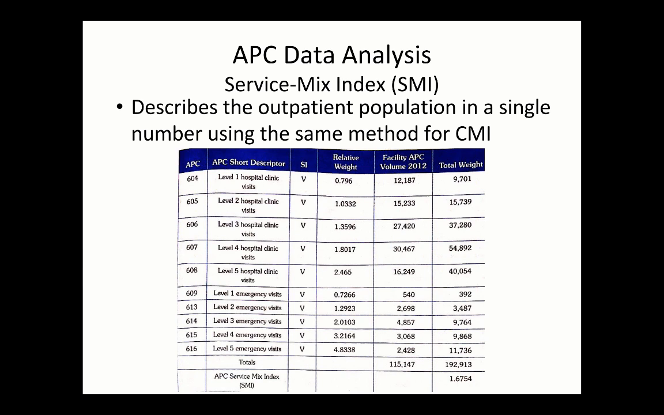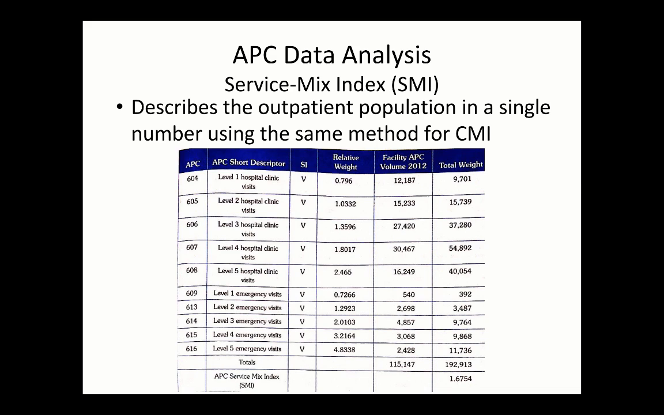APCs can also be analyzed to describe the outpatient population in just a single number. The number is called the service mix index. The calculation is essentially the same as the case mix index, where you multiply the relative weights for the volume for each APC to obtain a total weight. Next, sum up all of the total weights and divide the number by the total volume to obtain an average total weight, also known as the SMI, or Service Mix Index. For the example shown on the slide, the SMI is about 1.7.